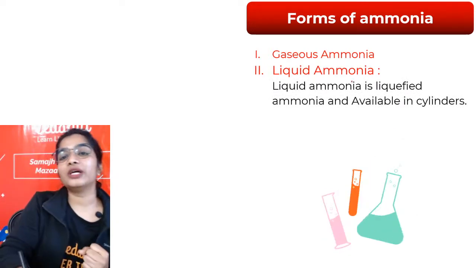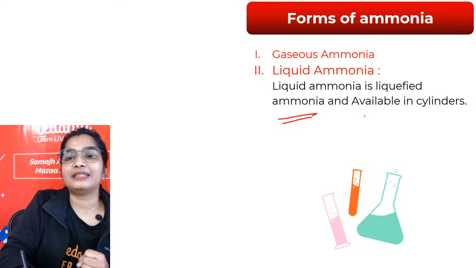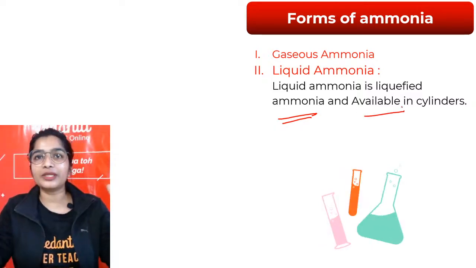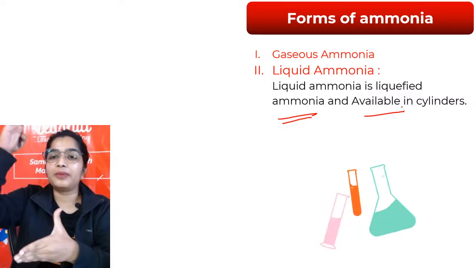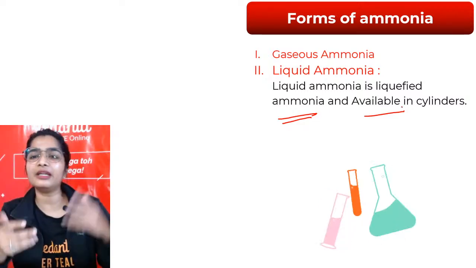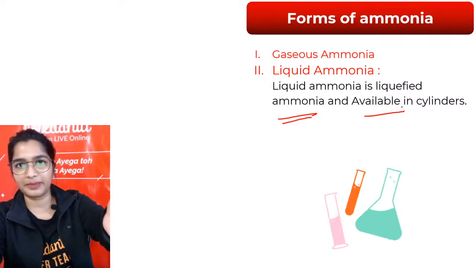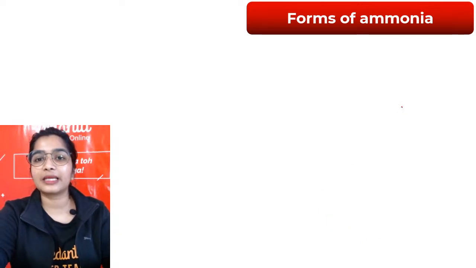So liquid ammonia is liquefied ammonia and is available in cylinders. What you are doing is just condensing it. By applying pressure, we are liquefying it, and usually you will find it in cylinders, the same way we have LPG. Okay, that is liquid ammonia.